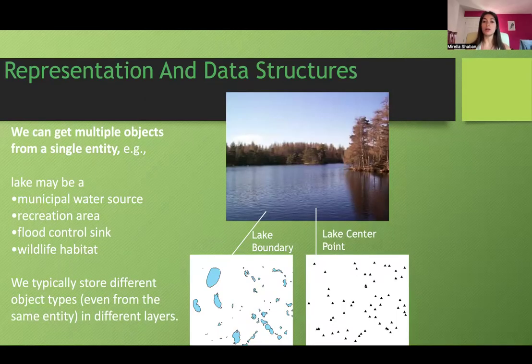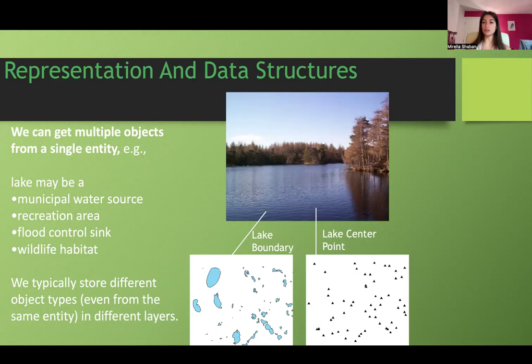So essentially, when we talk about an entity, it is supposed to be a representation of something that's in real life. A lake can potentially be a municipal water source. It could be a recreation area, a flood control sink, or a wildlife habitat. A lake itself can be multiple things. Typically, we're going to store different object types, even from the same entity, in different layers.